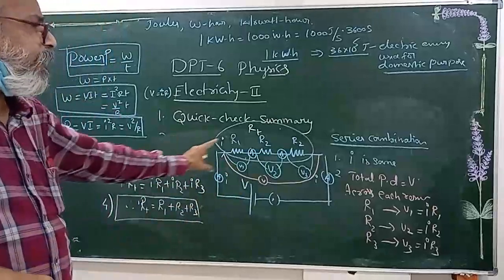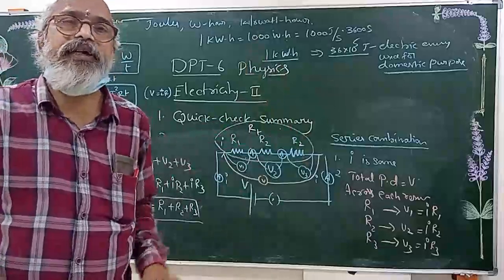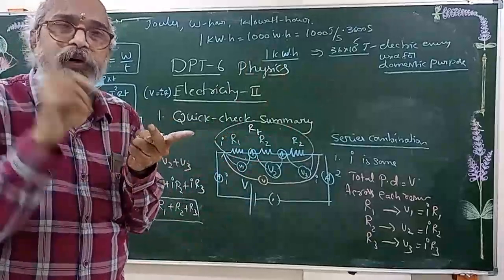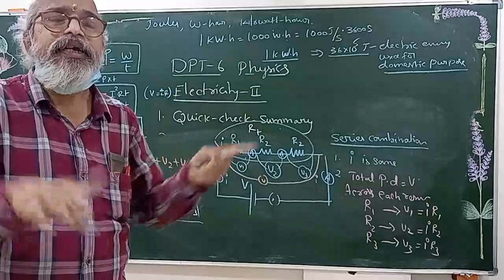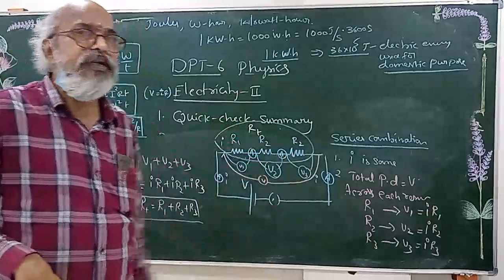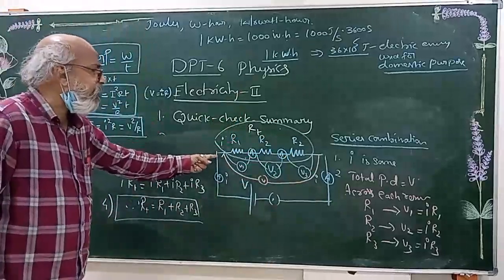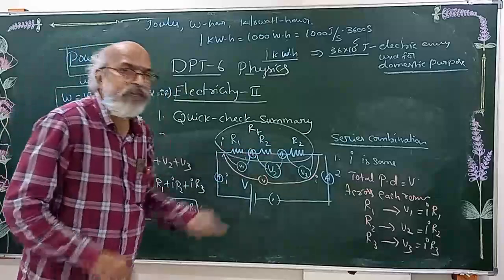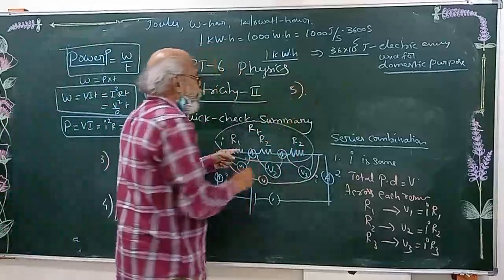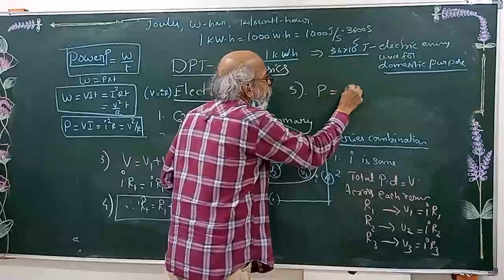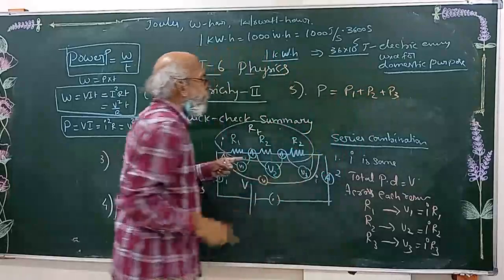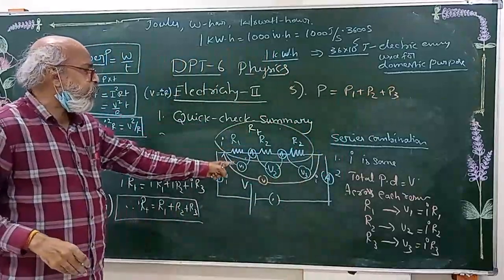So give this practice. Once a series circuit is given, students should be able to find out the current flowing, potential difference across a given resistor, total resistance, and the power consumed. These all must be familiarized. So the interesting factor here is R1, R2, R3, different resistors. The most important thing, the power consumed. The power consumed P is equal to P1 plus P2 plus P3.